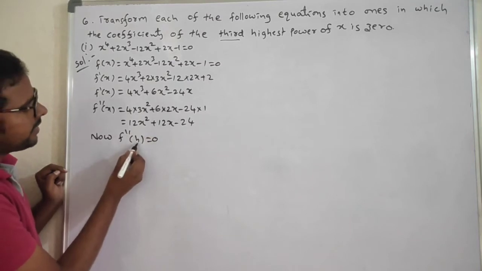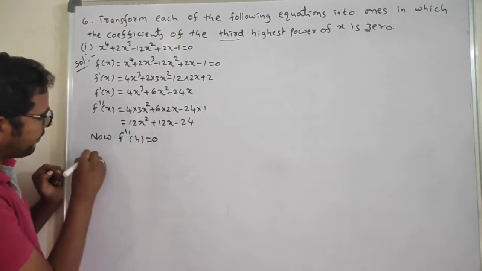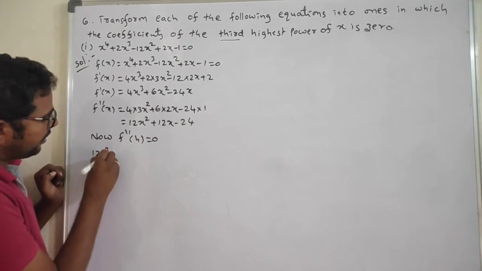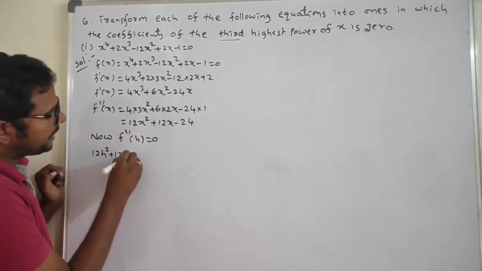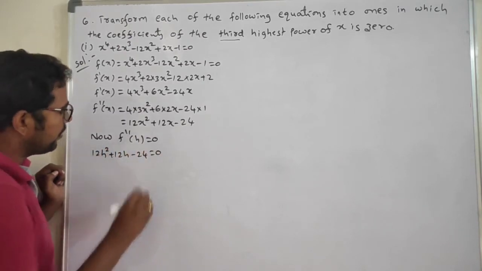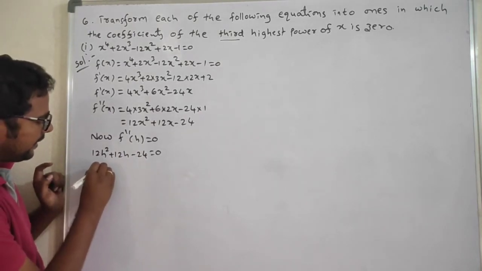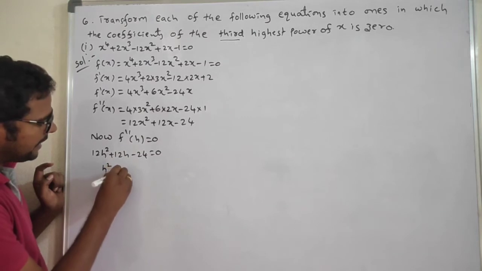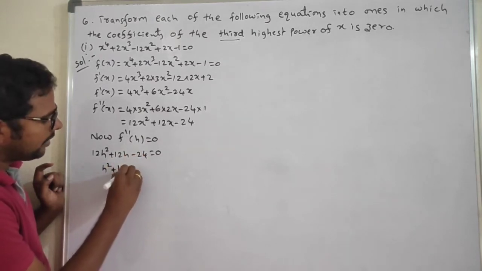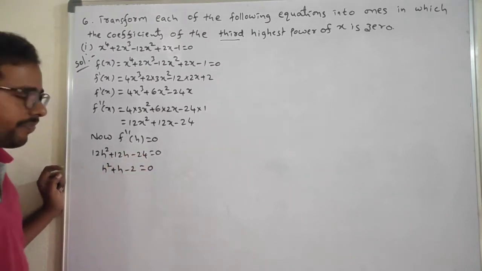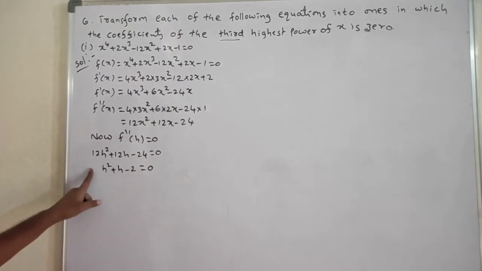So substitute x equals h here: 12h square plus 12h minus 24 equals 0. What is common? 12 is common. Remaining we get h square plus h, and 24 divided by 12 is 2, minus 2 equals 0. Factorization: 2 ones are 2.